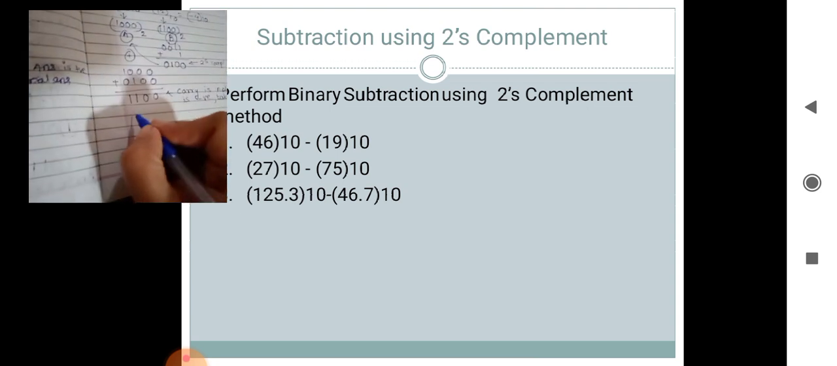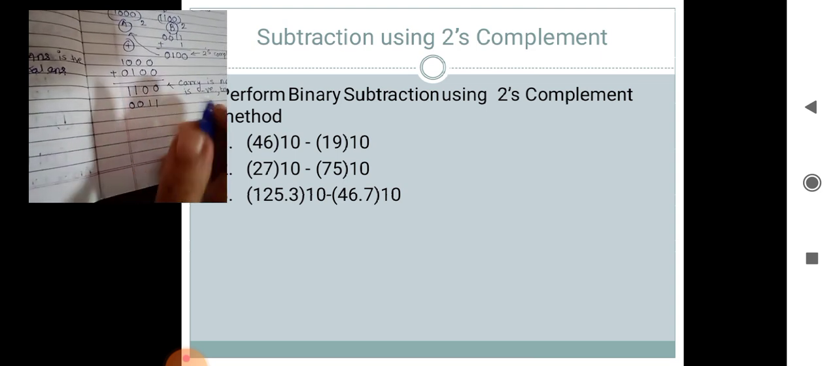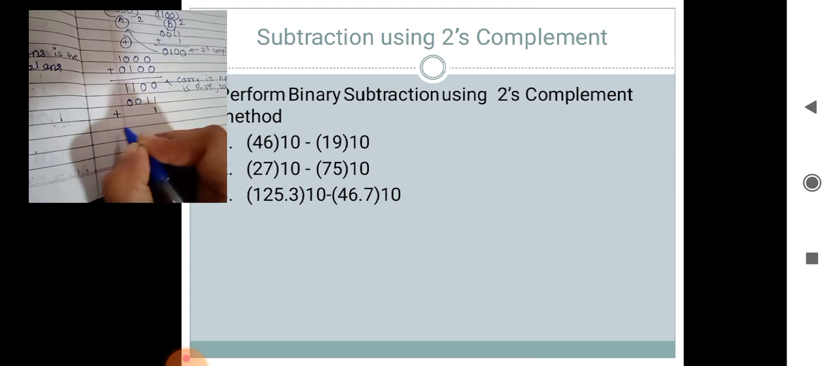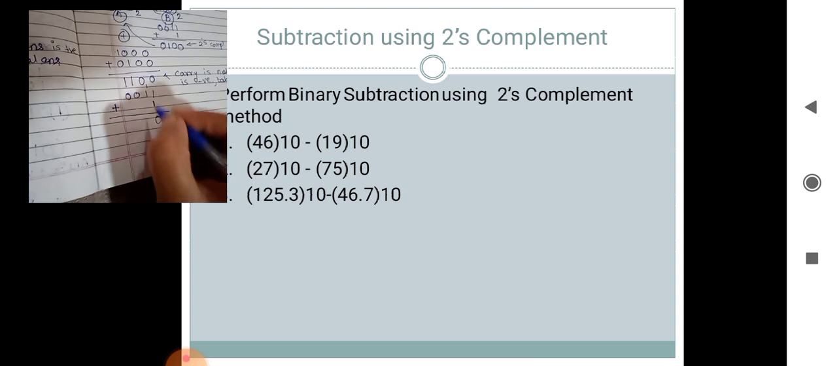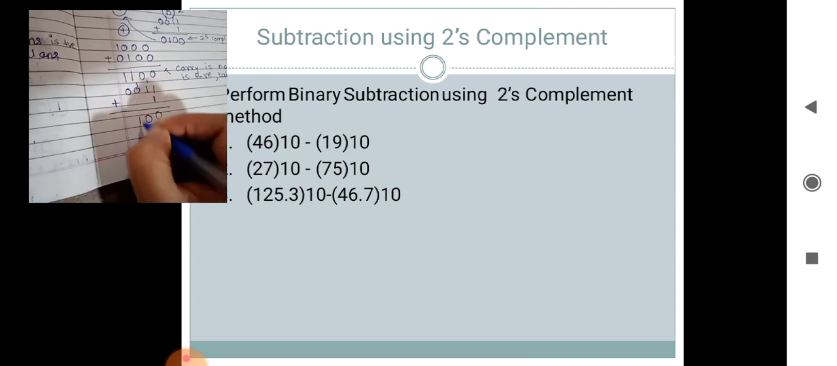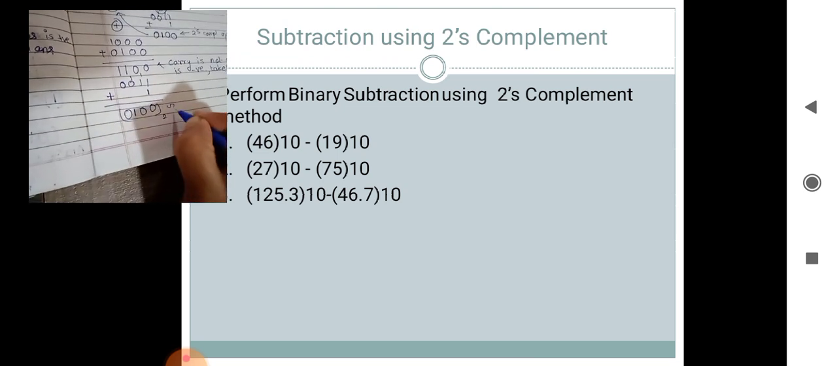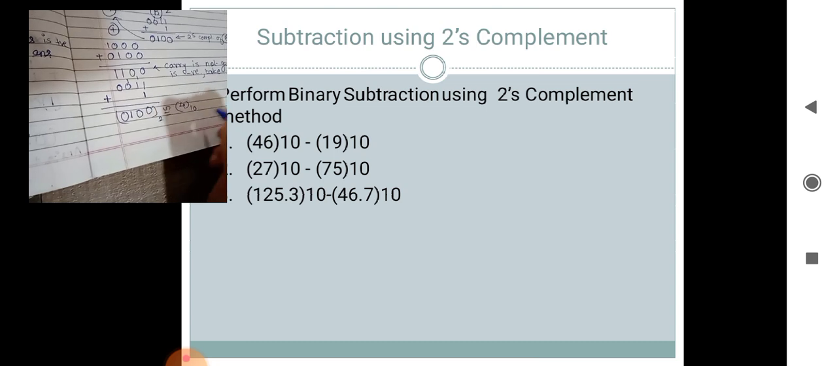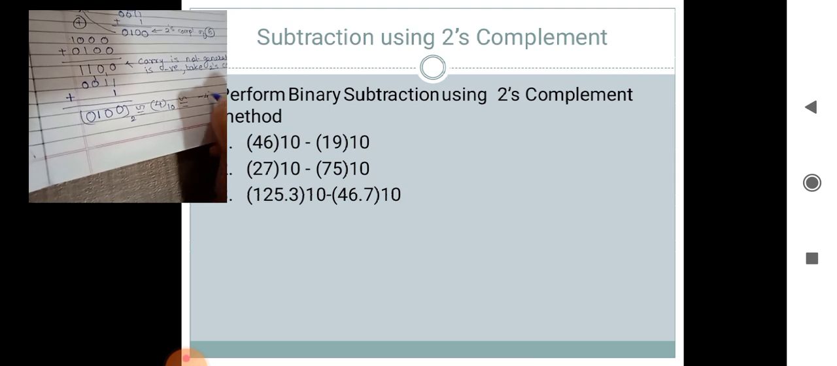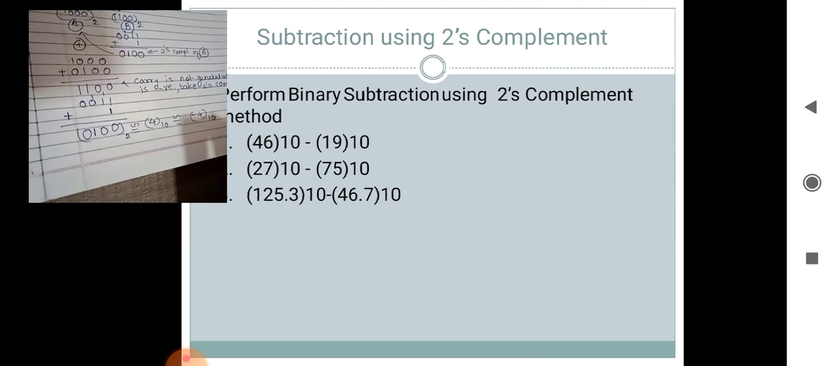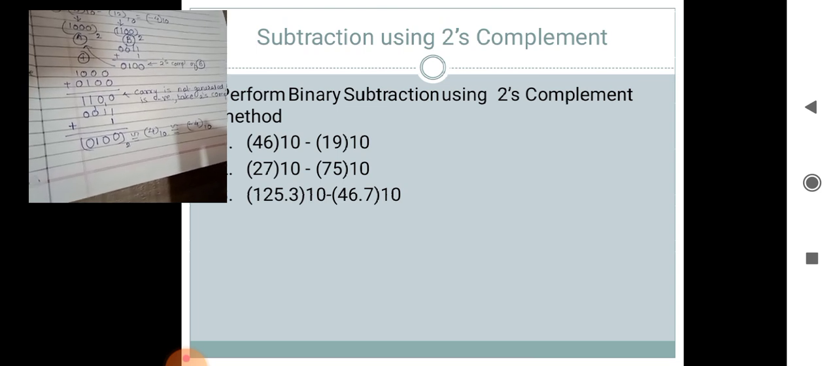First we'll find the 1's complement of the answer. This is the 1's complement of the answer, and we'll add 1 to it, which will give you the 2's complement of the answer. 1 plus 1 sum 0 carry 1, 1 plus 1 sum 0 carry 1, 1 plus 0 sum 1, and this 0 as it is. So this is equivalent to decimal 4, but carry is not generated. That's why we will consider it as minus 4. So we have proved we get the correct answer with the help of 2's complement subtraction.